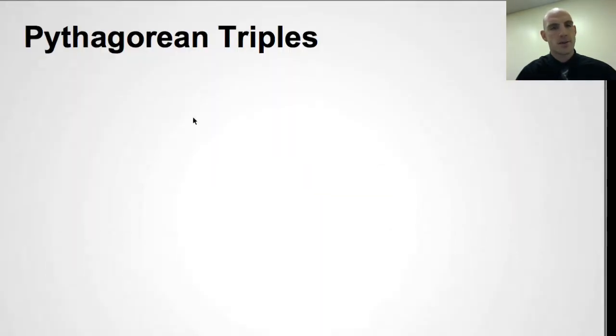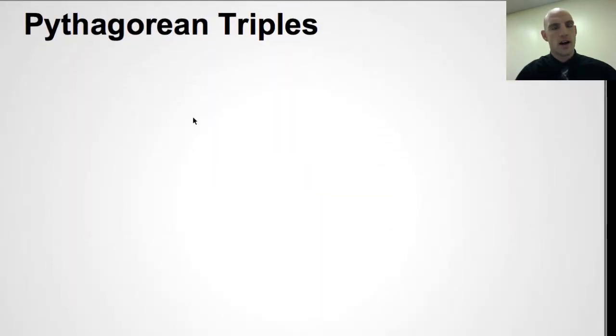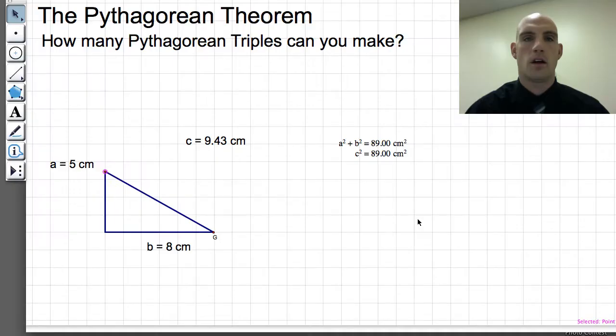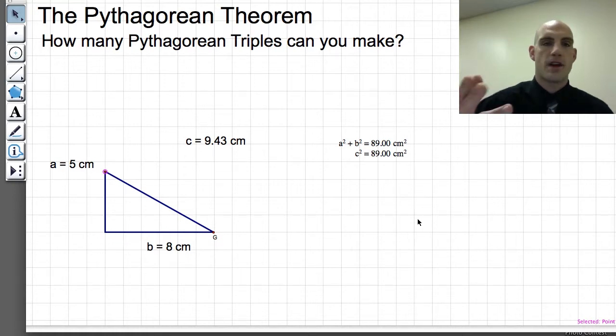The next thing we're going to talk about is Pythagorean triples. I've got a little demonstration here for you. So let's take a look at that. So here's a look at how the Pythagorean Theorem app is set up.